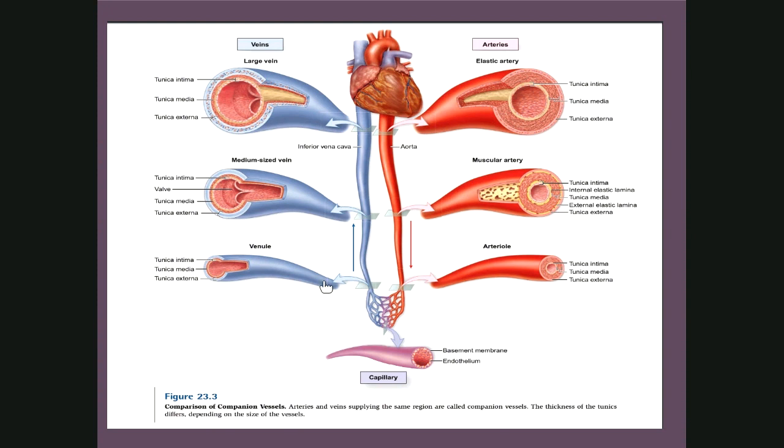And then the blood on the way back to the heart goes through the venules, the mid-sized veins, and then the larger veins.